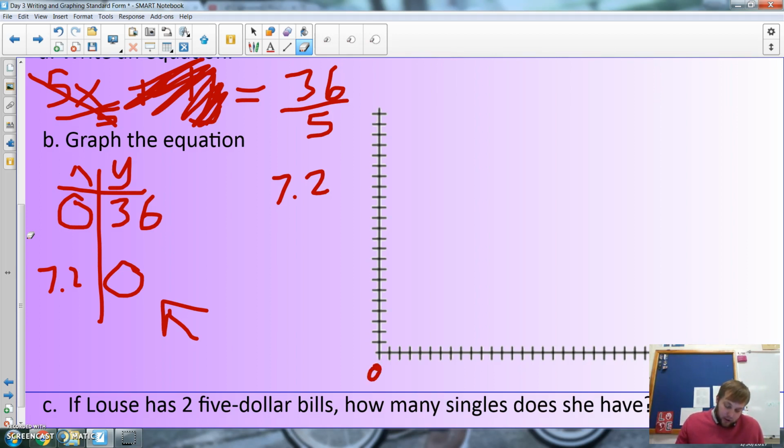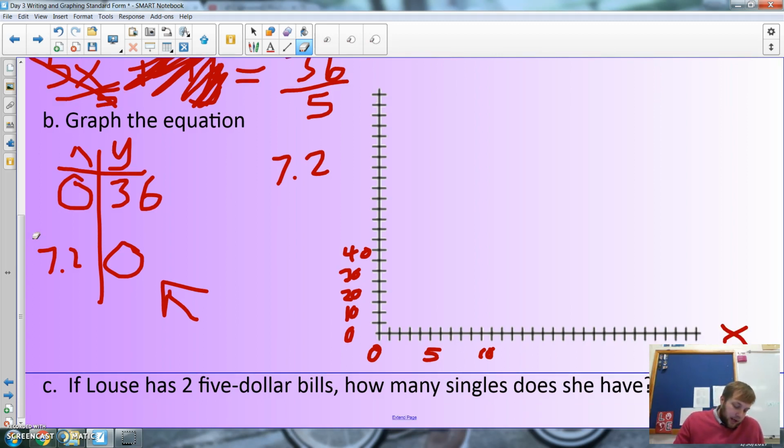So I'm going to start off here, and let's just go 1, 2, 3, 4, 5, 6, 7, 8, 9, 10. That's got to make it all the way up to 7.2, and my x's will make it up there. Now, my y's, let's go by 5. So let's say this is 0, 5, 10, 15, 20, 25, 30, 35, 40, and I think that's good enough. Now, if I was to graph this, my first spot is at 0, 36. So 0, 36 is right there.